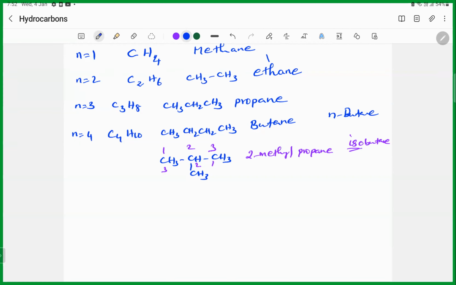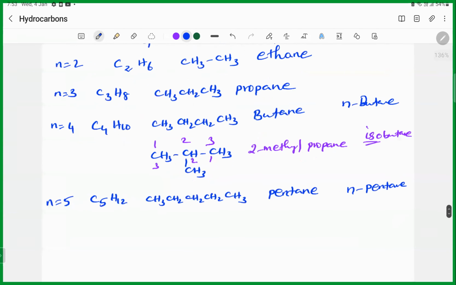Okay. And then n is equal to 5. C5H12. So CH3, CH2, CH2, CH2, CH3: 1, 2, 3, 4, 5. It becomes pentane. This is called n-pentane. Why is it called n-pentane? It goes like a straight chain, that is why it's n-pentane.